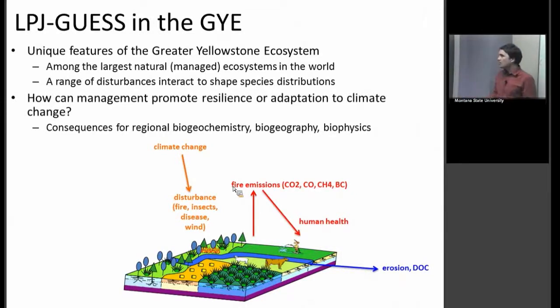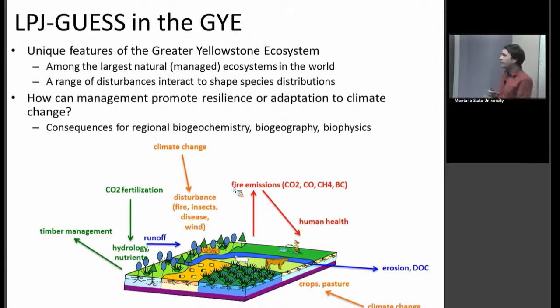As I mentioned, the models can represent crops and pasture dynamics, and so we can look at the feedbacks of these systems with climate change. And then we can address issues associated with timber management that have indirect relationships with CO2 fertilization and how this affects productivity, hydrology, and nutrient cycling within the system. CO2 fertilization is also associated with increases in water use efficiency, and so we can also look at changes in runoff with the model to see whether the sensitivity of the model for things like water use efficiency is realistic compared to what's happening at the full ecosystem scale.